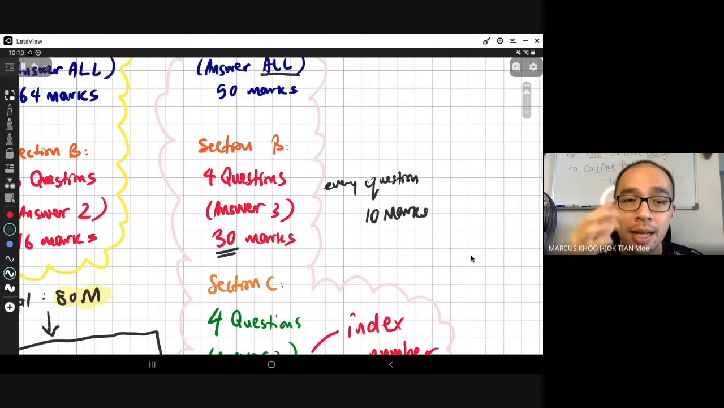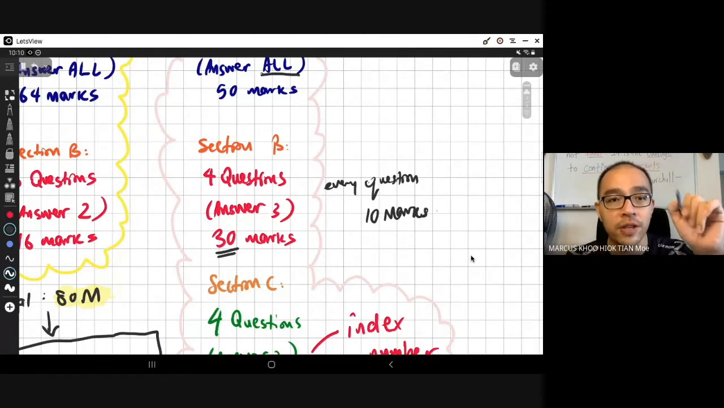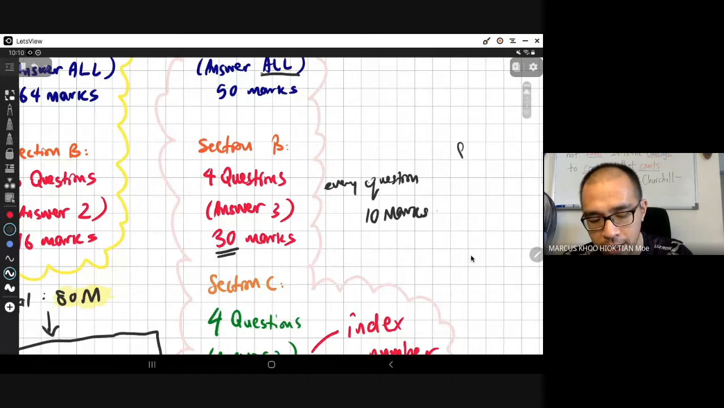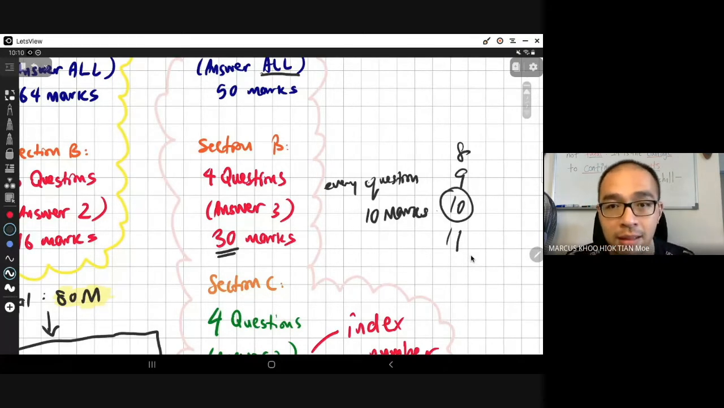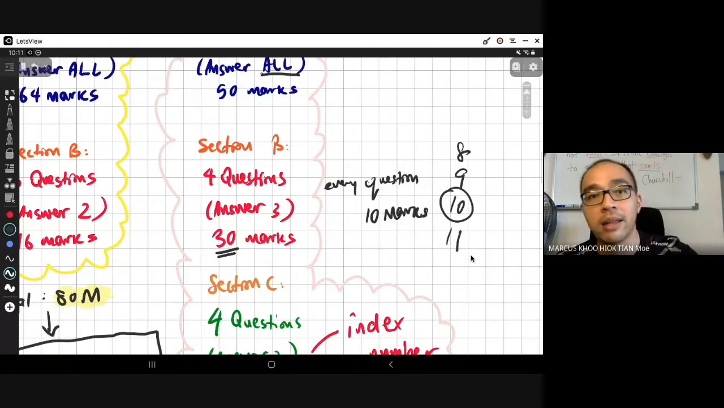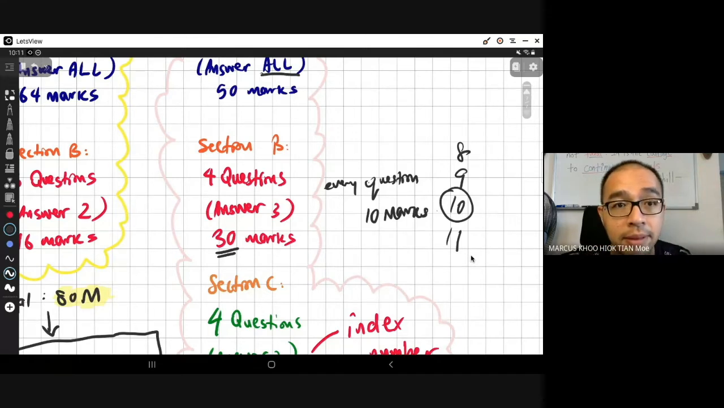When we say answer 3 questions, if let's say there's question number 8, number 9, number 10, and 11, you must answer the whole of number 10. You cannot just answer 10A as one question and 11B as another. No such thing. Answer 3 questions means you answer the whole of number 10, the whole of number 11, the whole of number 8, like that.